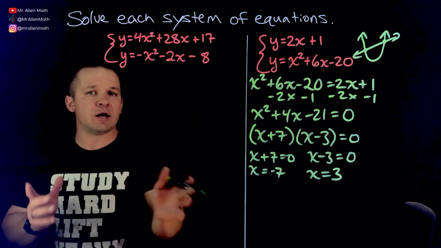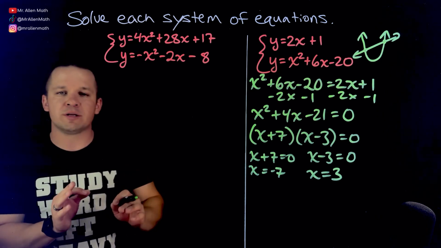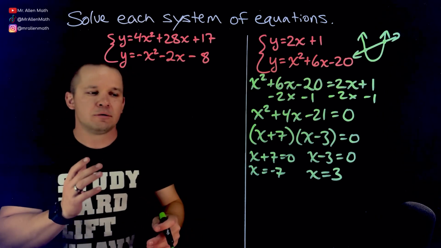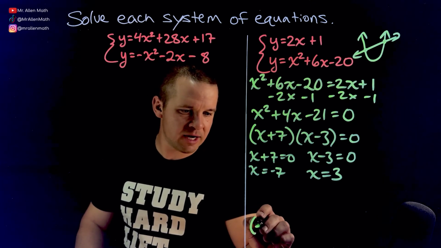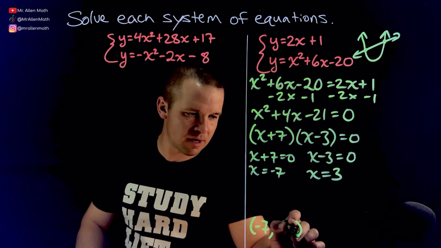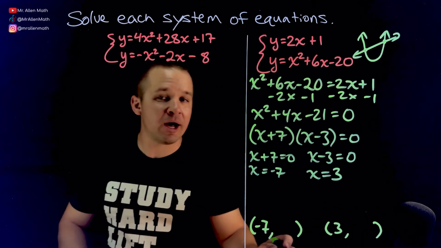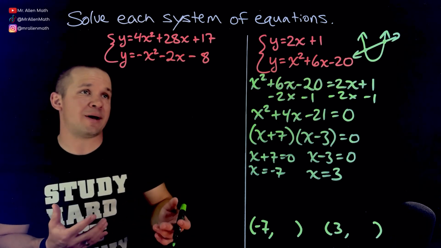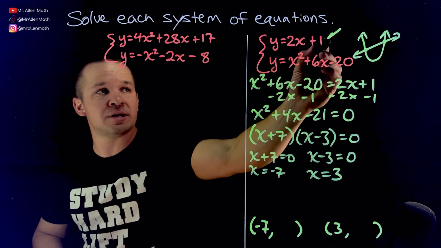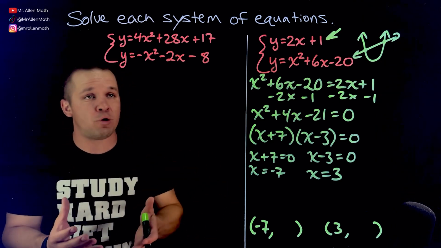Anywho, are we done? No, because we just said my solutions are points. They're ordered pairs. So I'm almost done. My final answer will be negative 7 comma something and 3 comma something. But I got to figure out that something, okay? And the way to do that is let's plug it back in. Easiest one to work with is this bad boy right here. It's linear. I don't have to square anything. But you could use either one if you want.